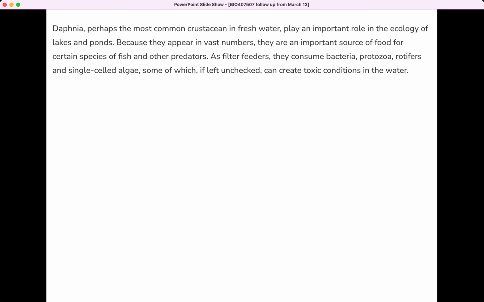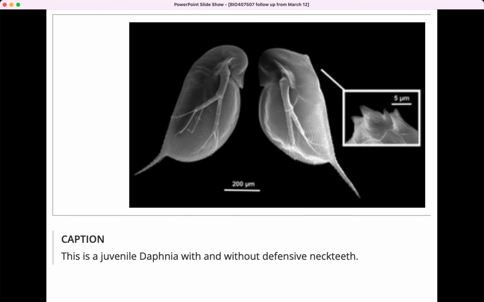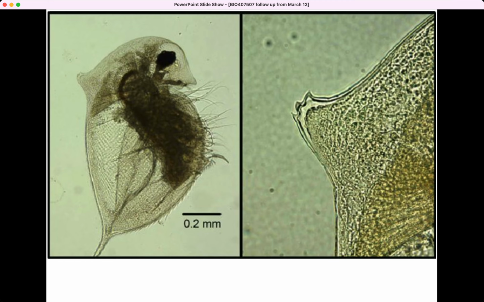And so, some ecology about that. And then here's just what neck teeth look like. So it's just a change in their morphology, their body, that is understood to help defend against a predator. So the things that eat these Daphnia are probably like little larval fish with little tiny mouths, and it looks like it's just harder for them to get a hold and crunch these little Daphnia if the Daphnia have these neck teeth. Okay, another picture of neck teeth.